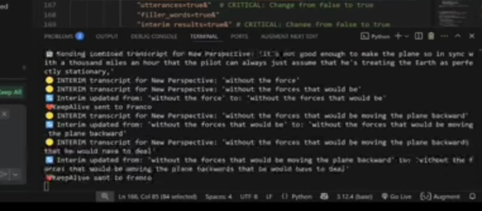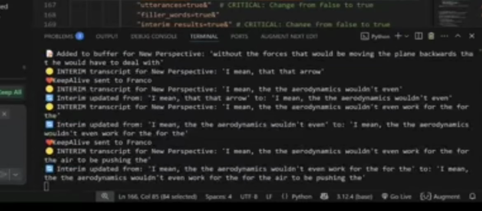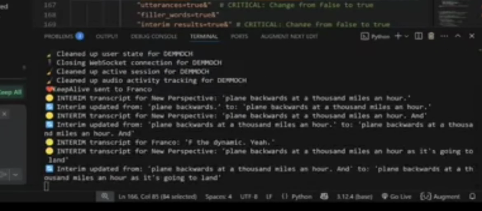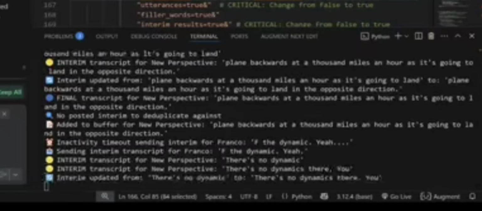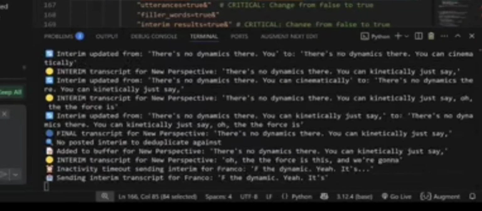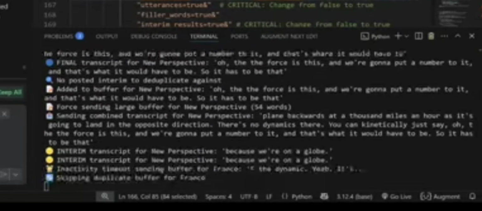I mean, the aerodynamics wouldn't even work for the air to be pushing the plane backwards at 1,000 miles an hour as it's slowing to land in the opposite direction. There's no dynamics there. You can kinematically just say, well, the force is this, and we're going to put a number to it, and that's what it would have to be. So it has to be that because we're on a globe. That's ridiculous. There's no forces going on there.